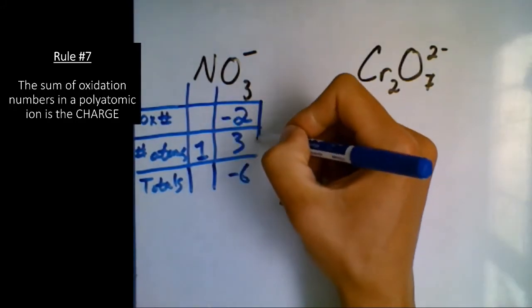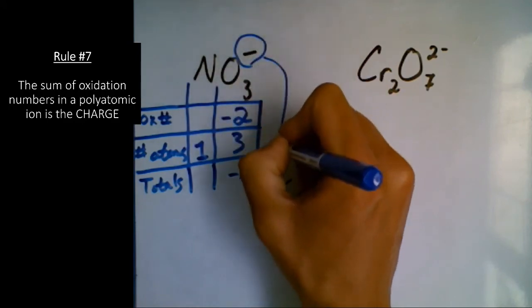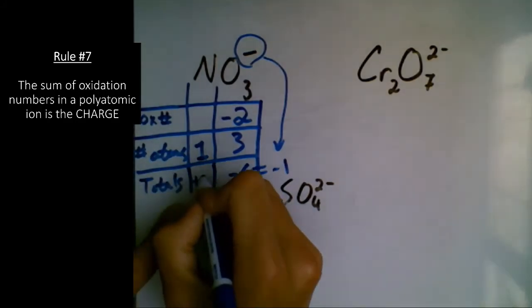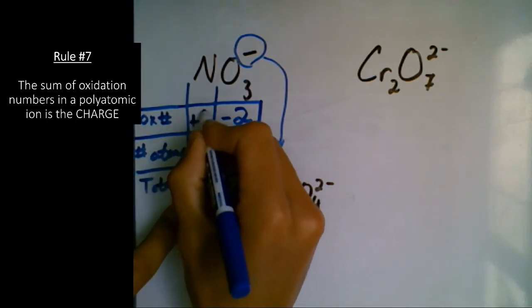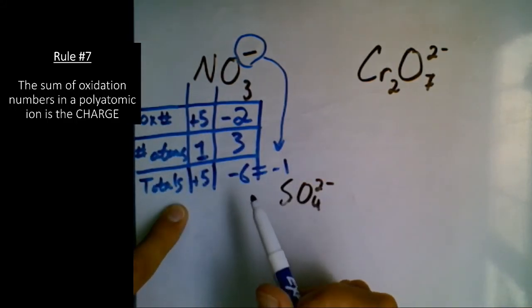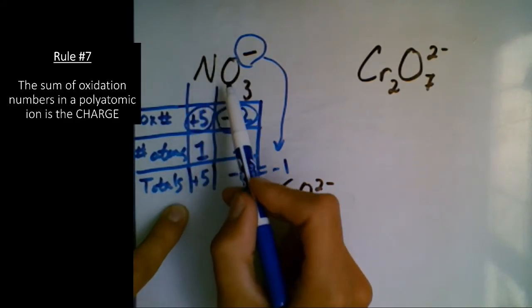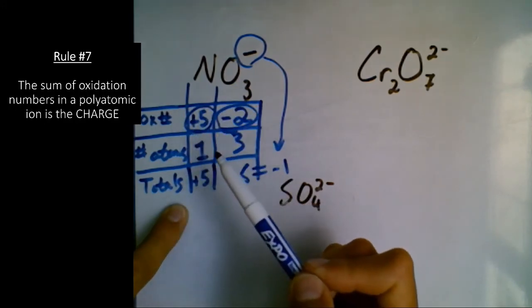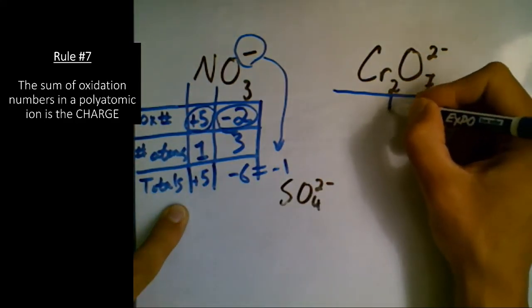So now if we start thinking about what does this have to add up to be, we have to use the charge this time. It has to add up to be -1, which means the total of positives have to be +5, which means the nitrogen has an oxidation number of +5. So the oxidation numbers in this compound is that oxygen has a -2, nitrogen is a +5. Let's try that again with dichromate.